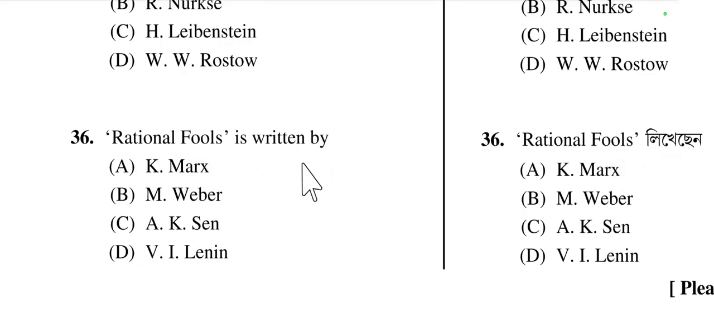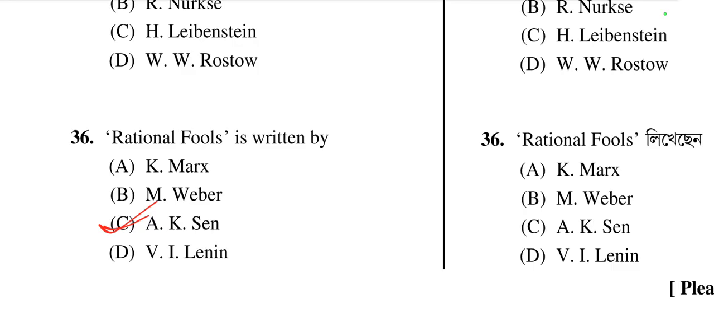Rational Fools is written by? Rational Fools was given by Amartya Sen. In the 1977 essay Rational Fools, a critique of the behavioral foundations of economic theory.